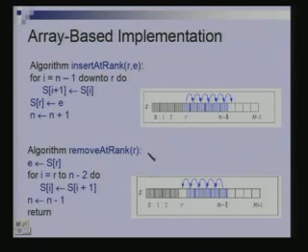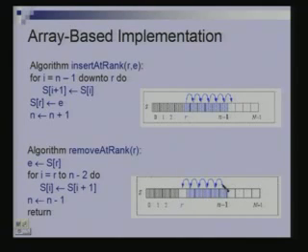Similarly, when I am removing an element at rank r, I am essentially shifting all the elements one step to the left, all elements from r to n minus 2. So, S_i gets S_{i+1}: at location r I will get the element which was sitting at location r plus 1, and so on.